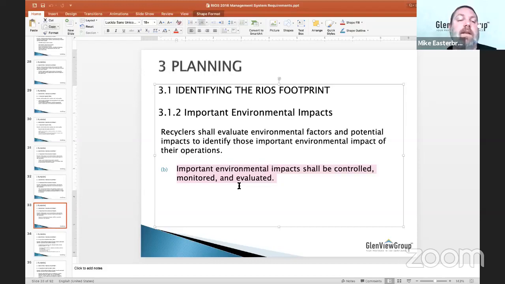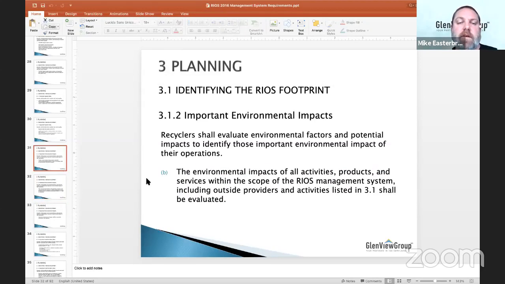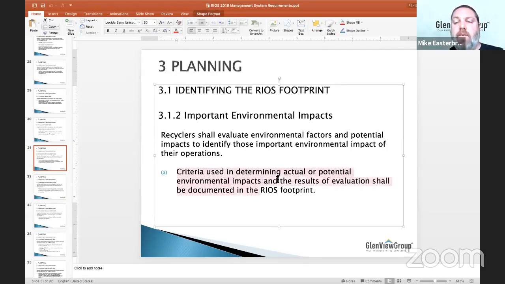So if you don't have anything that falls under the threshold of important environmental impacts, then you should treat whatever your highest scored one is, even if it doesn't meet the criteria, as an important environmental impact. So if you're below the criteria, then you need to treat the highest scoring one or ones as important environmental impacts. And you can monitor this on an annual basis or as processes change.